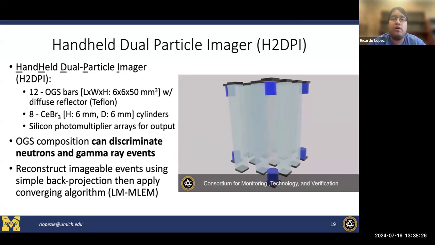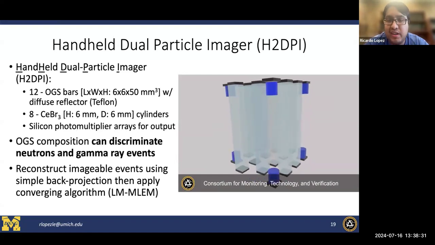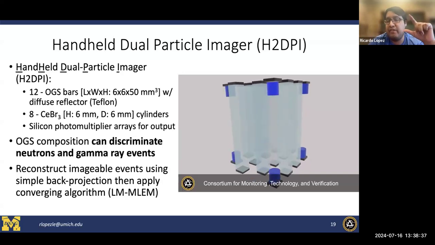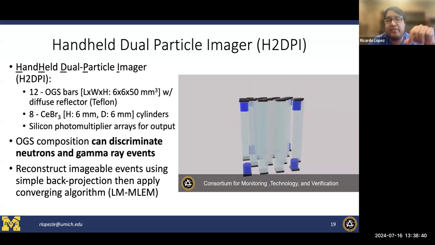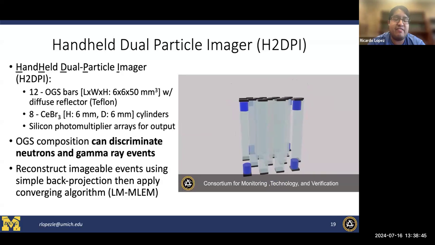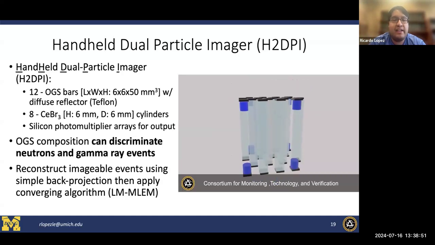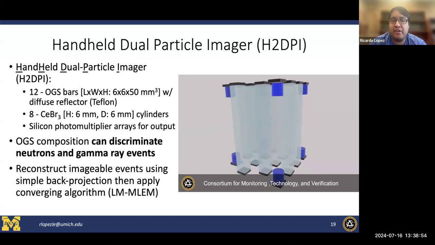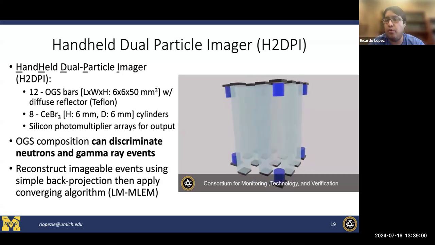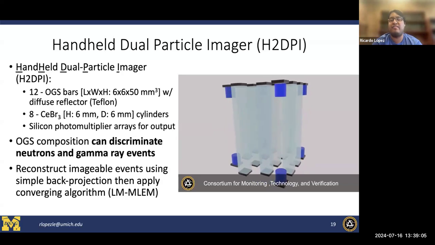Specifically, it's composed of 12 organic glass bars that are wrapped in Teflon for light output collection. In terms of dimensions, we're looking at bars that are 6 by 6 millimeters cross-sectional area and 50 millimeters in length. So in the grand scheme of things, quite tiny and small in volume. In addition to the 12 bars in the system, we also have 8 cerium bromides. These cylinders are likewise 6 millimeter diameter, 6 millimeter height, and they are situated at the 8 corners of the active volume, as demonstrated in this little looping video on the right of the slide.